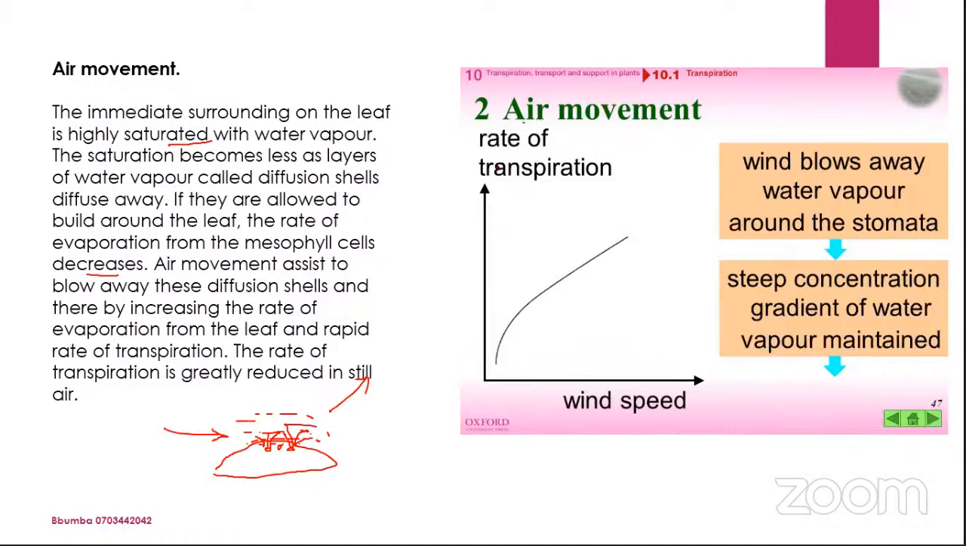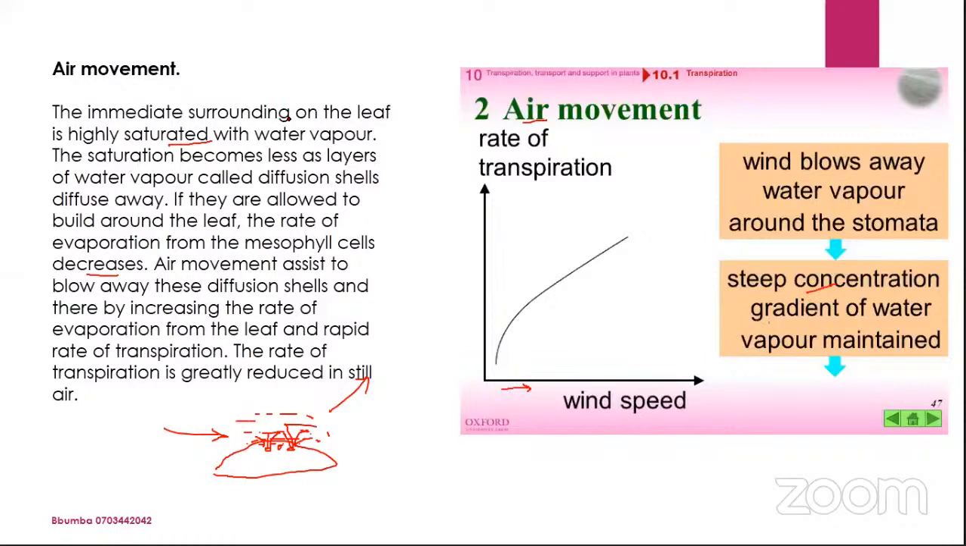Look at this graph here showing rate of transpiration, here wind speed. You can see that as wind speed increases, rate of transpiration also increases. Why? Because wind blows away water vapor around the stomata, creating a steep concentration gradient. And I've already explained what we mean by concentration.